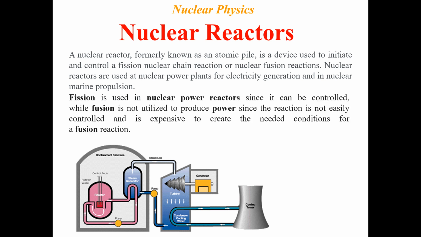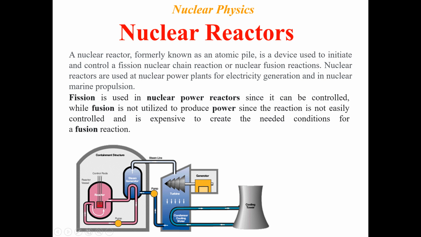Fission is used in nuclear power reactors since it can be controlled, while fusion is not utilized to produce power. Why is fusion not utilized and why is fission being utilized? It's because the fusion reaction is not easily controlled and it's expensive to create the needed conditions for fusion reactions. Whenever we talk about nuclear reactors, we mainly mean fission reactors. Why fission reactors? Because a fission reactor can easily be controlled. And why not fusion reactors?